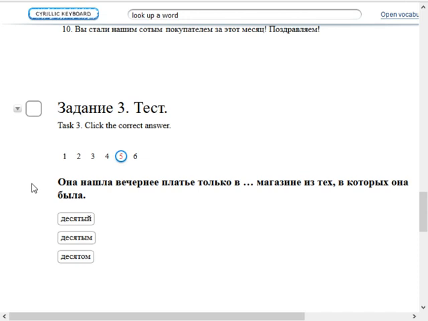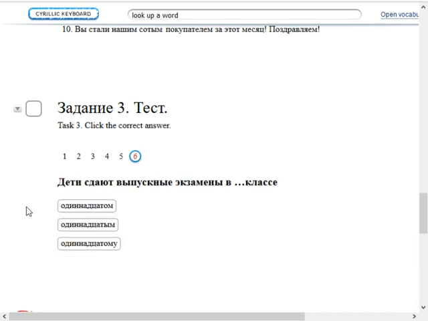And the numbers there are forms of 10. So she found вечернее платье, an evening dress. Только... okay. She found an evening dress only in the 10th store in which she was. Okay, so she needed to go through 10 stores to find an evening dress, I guess. Okay, десятом, in the 10th store.